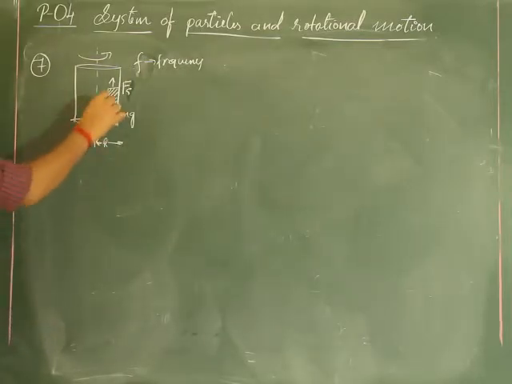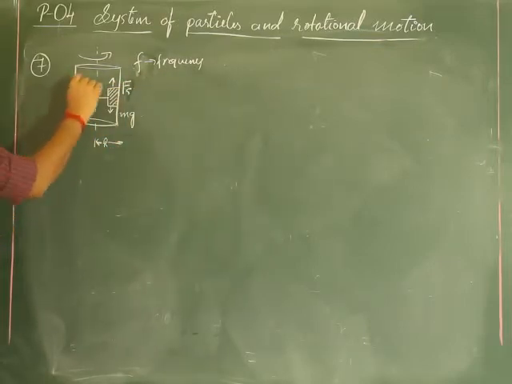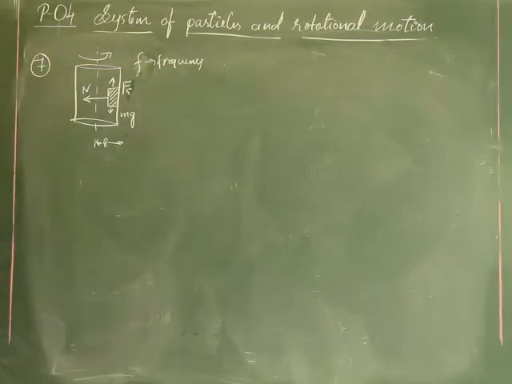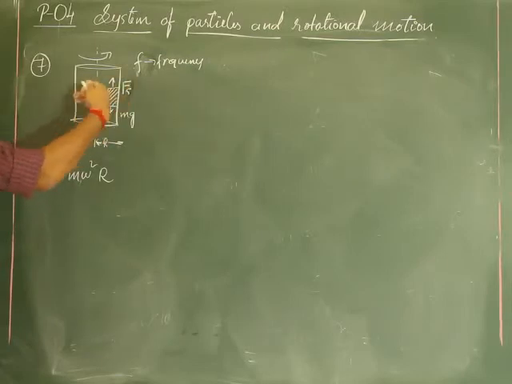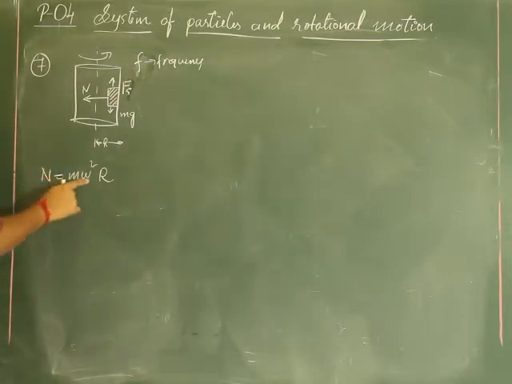Because of this rotation, the block will apply pressure on the wall, so there will be a normal reaction. That normal reaction is N equal to m omega square r. Force equals m into a, where a is the centripetal acceleration towards the center. So that is what I have written here, into the radius, capital R. The radius value you also know.